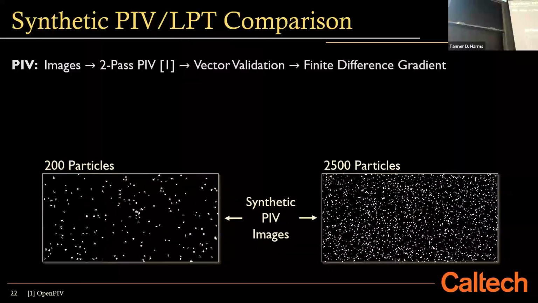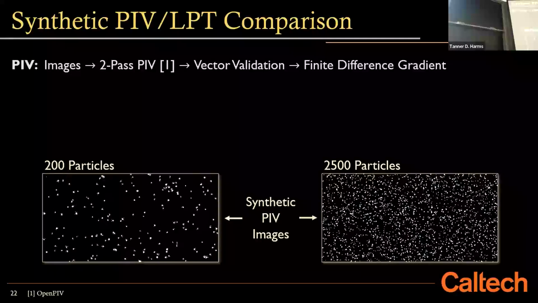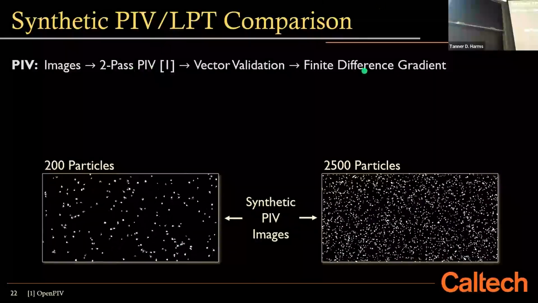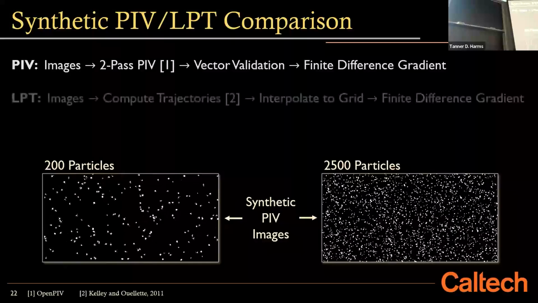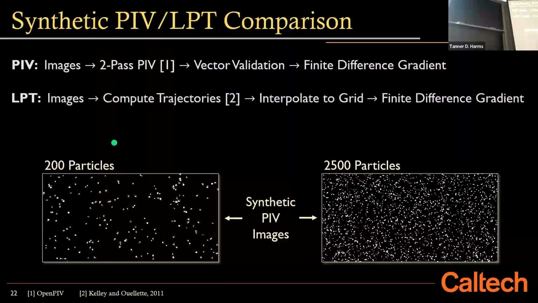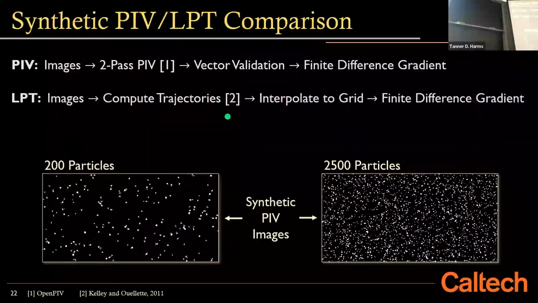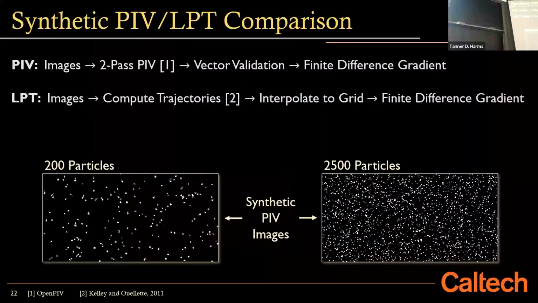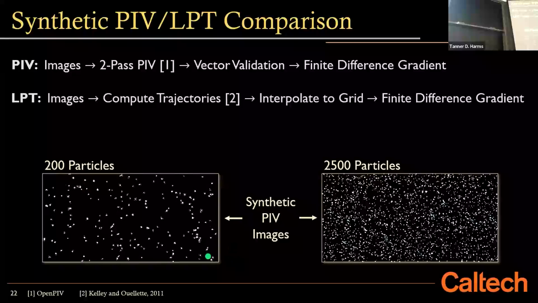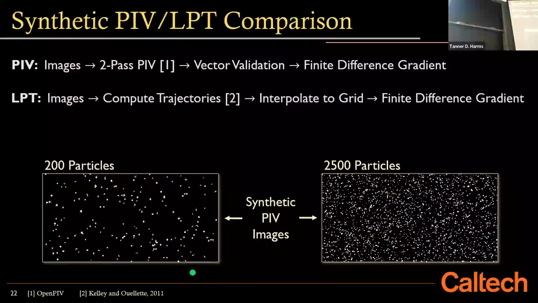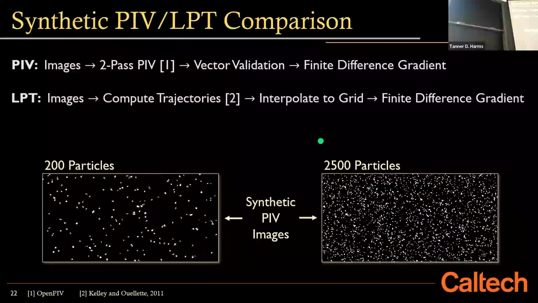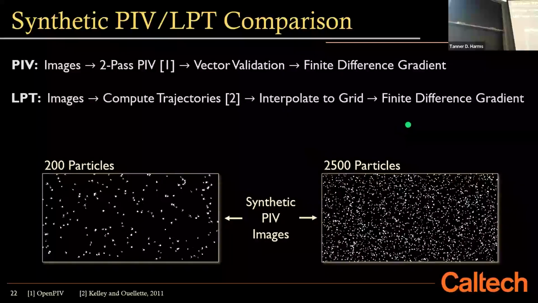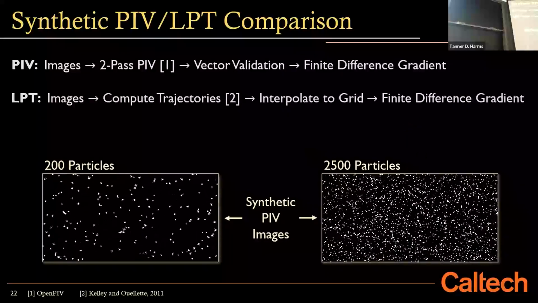I'm going to do a 2-pass algorithm with vector validation, and then once I have velocity fields, I will compute finite differences over here. Next, we want to work on Lagrangian particle tracking. So we're going to start with our images and then compute trajectories using the algorithm of Kelly and Ouellette from 2011. It's freely available on their website. And then from there, we'll have trajectories which you can calculate velocities from. And from those velocities, we'll interpolate to a grid. So we have velocity fields, and then we can compute finite differences, which gives us our gradients.